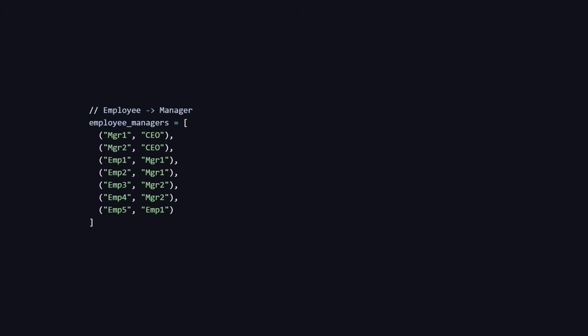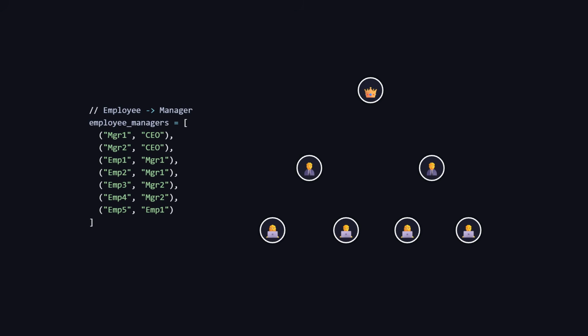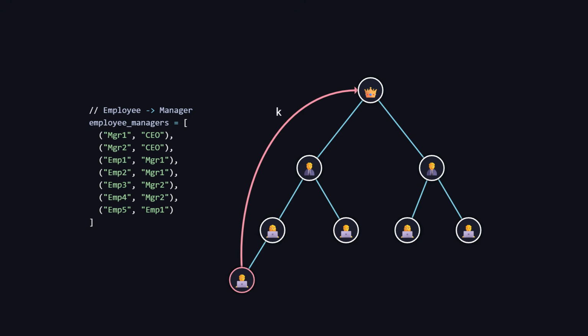Suppose you work at a company. You're given a list of employees and their managers, and there's one person at the top, the CEO, who doesn't report to anyone. If you think about it, this structure naturally forms a tree where each employee is a node, their manager is the parent, and the CEO is the root. Now, you need to write a program that, given an employee and a number k, returns their kth level manager, that is, who is k steps above them in the hierarchy.